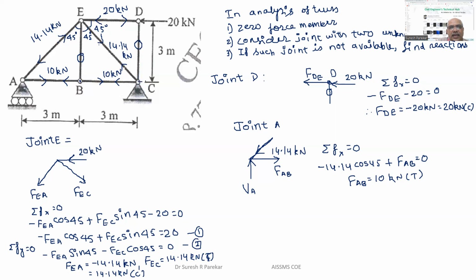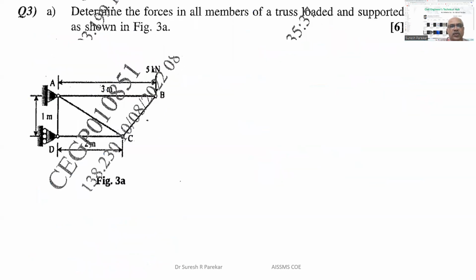Now reaction at this, if we will apply Fx = 0, then we have 20 kilonewton. And then if you will solve joint C, you can find reactions. I will not go for the reaction. And these are the forces in members. So this was asked in 2019, and this was asked in 2022. Now again, same question. One was by section method, one by joint method.